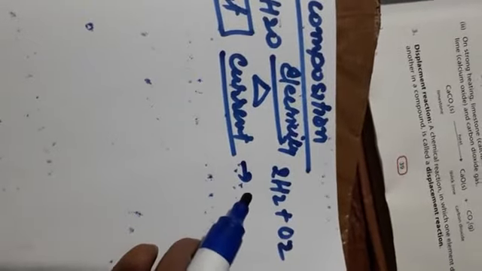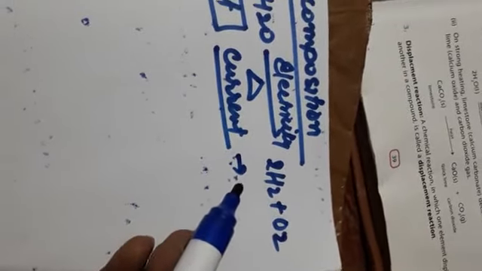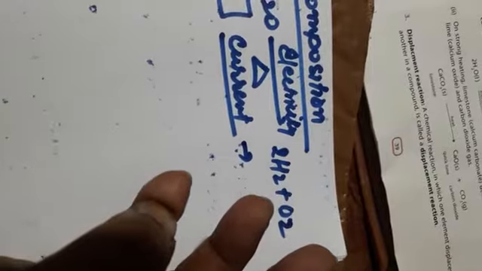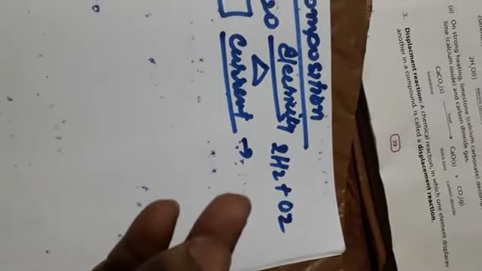So dear students, we have learnt the types of reactions: the decomposition reaction, the displacement reaction, and the combination reaction, one by one. Another example: CaCO3, when it is heated, produces CaO plus CO2. So this is the decomposition reaction.